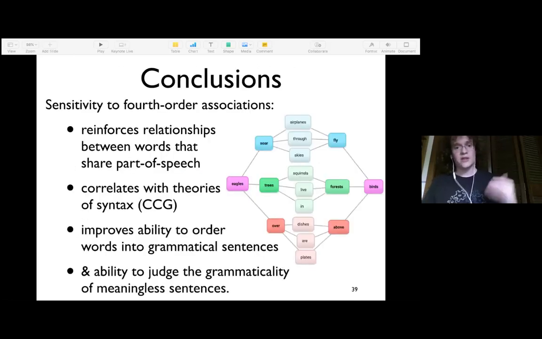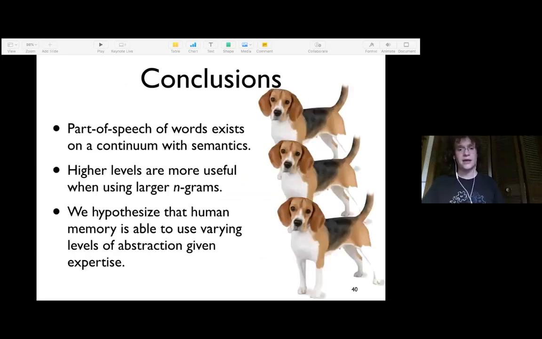All right, so I'm going to wrap up quickly since we're running out of time. Sensitivity to fourth order associations at high levels of this model, the second level, reinforces relationships between words that share part of speech, correlates with theories of syntax, specifically combinatory categorial grammar, and improves the ability of the model to order words into grammatical sentences and to judge grammaticality of meaningless sentences. This provides evidence that part of speech of words exists on a continuum with syntax, and higher levels are more useful when using larger n-grams. So we hypothesize that human memory is able to use varying levels of abstraction given expertise.